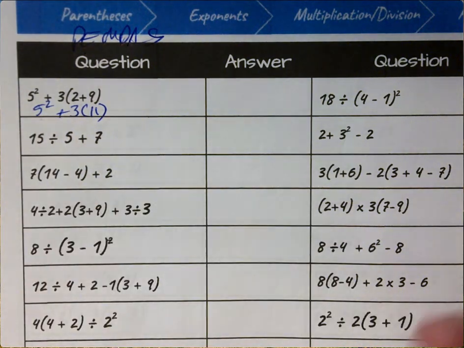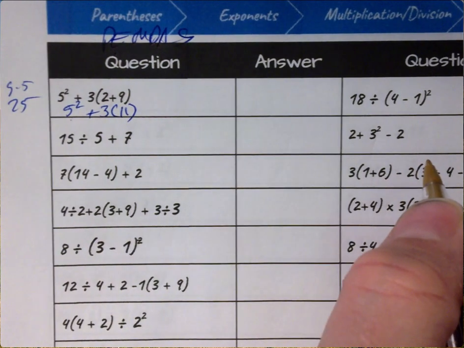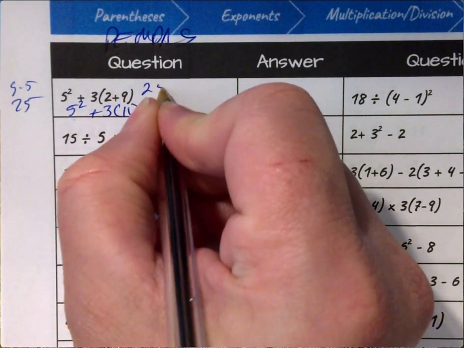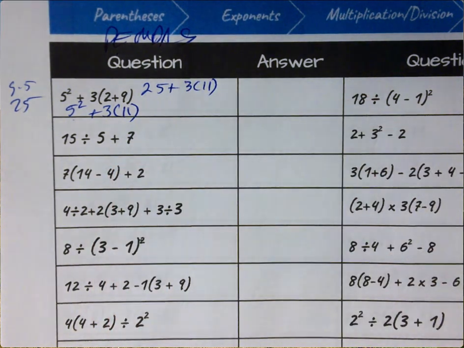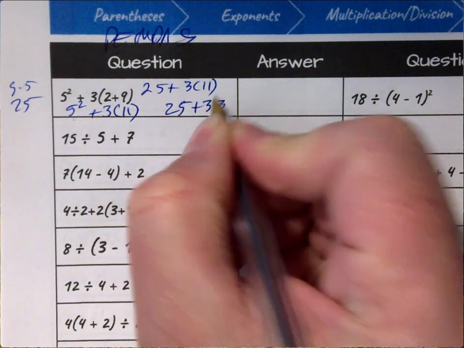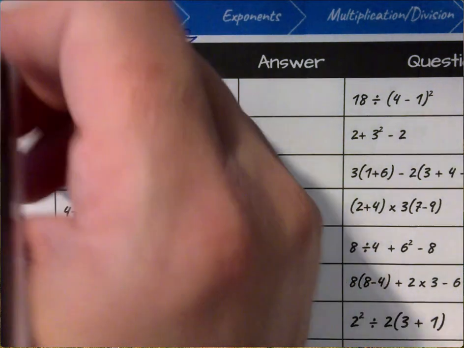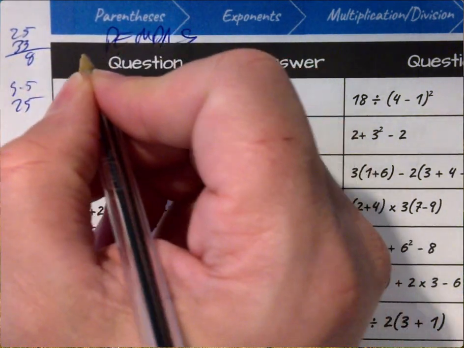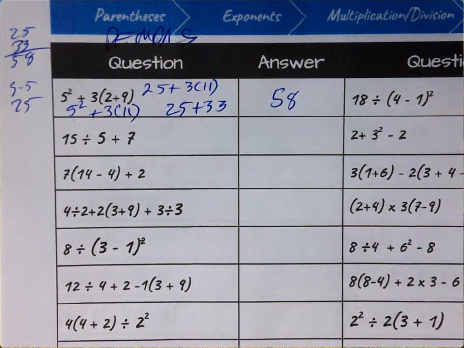So now we're going to take care of that 5 times 5. Well, 5 times 5 is 25. So now we have 25. We're going to add 25 to whatever 3 times 11 is. PEMDAS tells us to multiply before we add. Well, 3 times 11 is 33. So 25 plus 33, and I like to do my addition this way because that's how I learned it 100 years ago. 5 plus 3 is 8. 2 plus 3 is 5. So the answer here is 58.